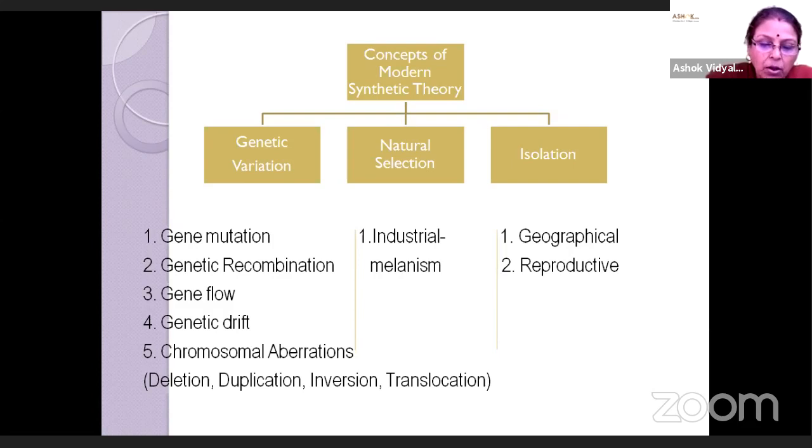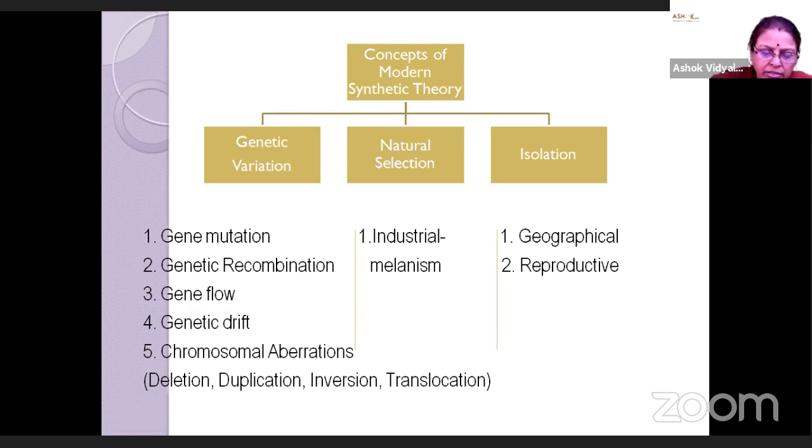Chromosomal aberrations are alterations in the structure of individual chromosomes. Chromosomal aberrations may occur spontaneously or by induction. So what is aberration? These are the changes, and they can occur either spontaneously or be induced. Such changes may result in quantitative alteration of genes or rearrangement of genes.